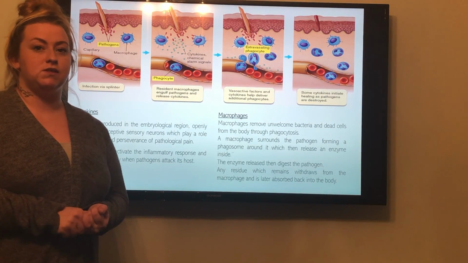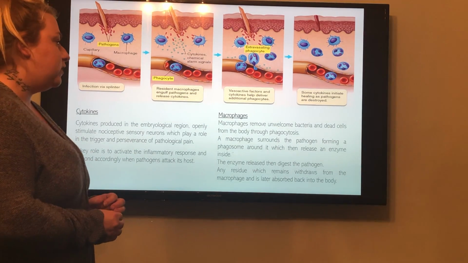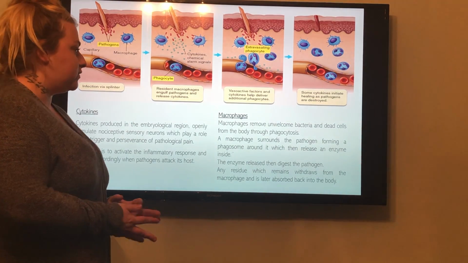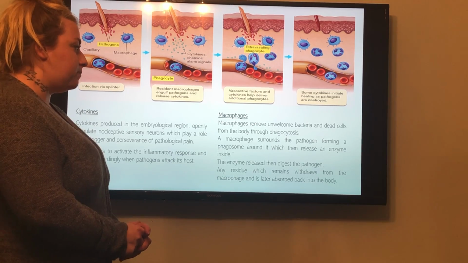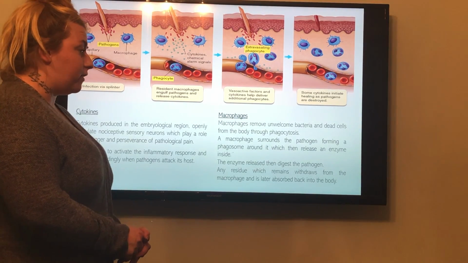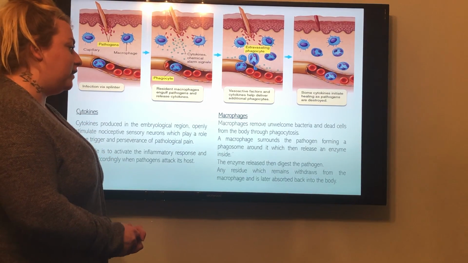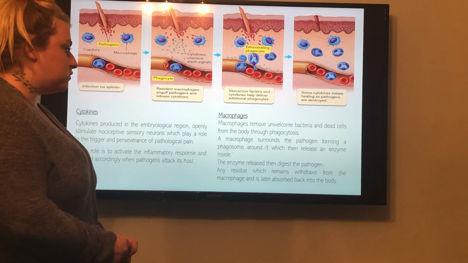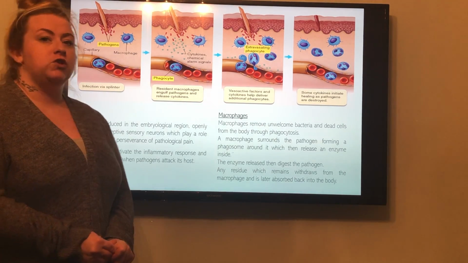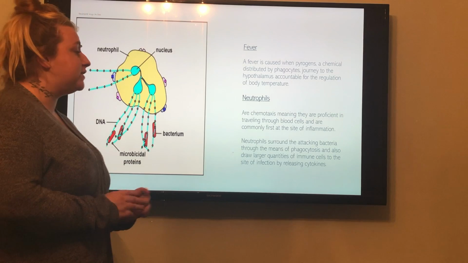The enzyme released is done so by a cell organelle called a lysosome. Macrophages remove unwelcome bacteria and dead cells from the body through phagocytosis. A macrophage surrounds the pathogen, forming a phagosome around it, which then releases an enzyme inside. The enzyme release then digests the pathogen, and any residue which remains withdraws from the macrophage and is later absorbed into the body. Next is fever.